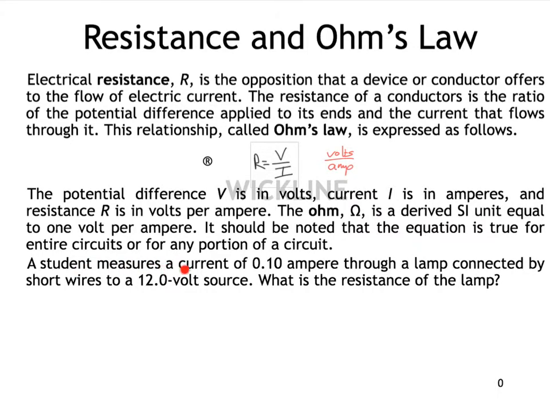A student measures a current of 0.1 amp through a lamp connected by short wires to a 12-volt source. What is the resistance of the lamp? So let's start with Ohm's law. The voltage was stated as 12 volts, and the current was 0.10 amps. When you divide those two, you're essentially multiplying 12 by 10 when you divide it by 0.1. So you're going to get 120 ohms as your answer. So that's the resistance for this circuit.